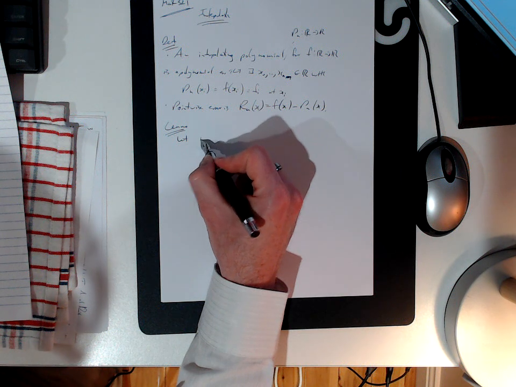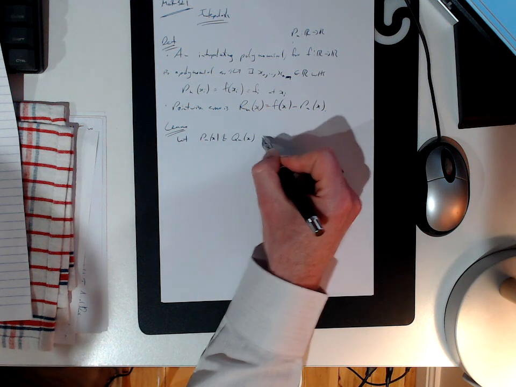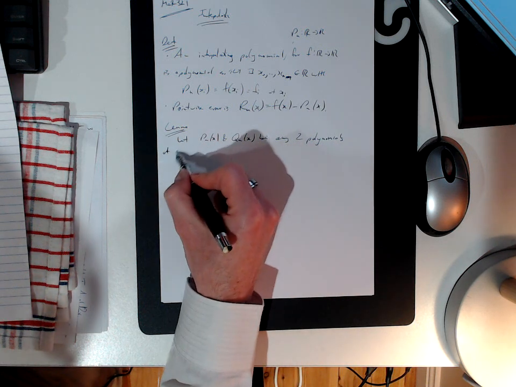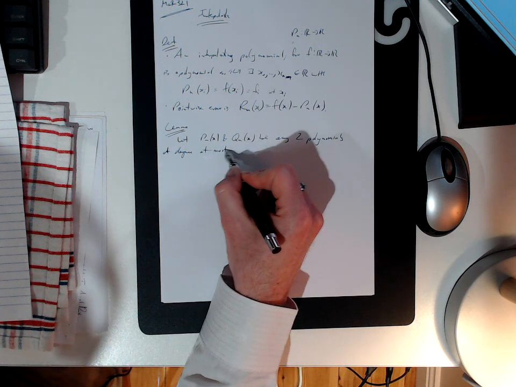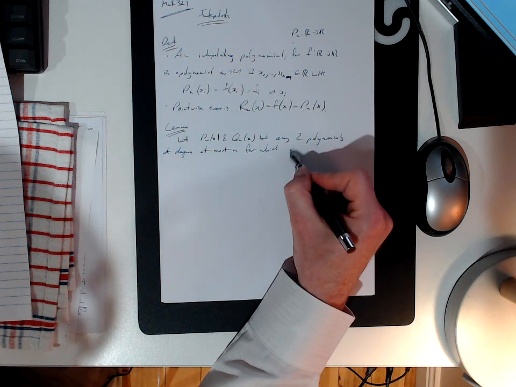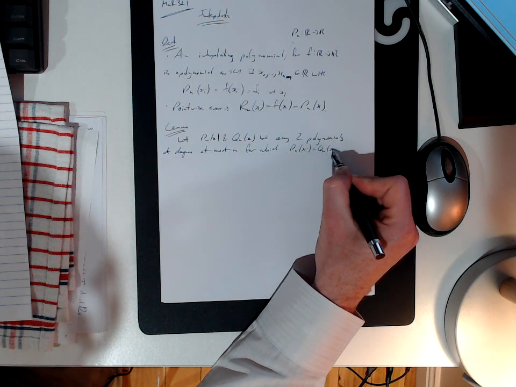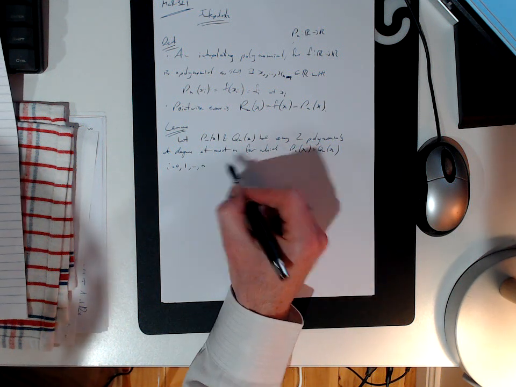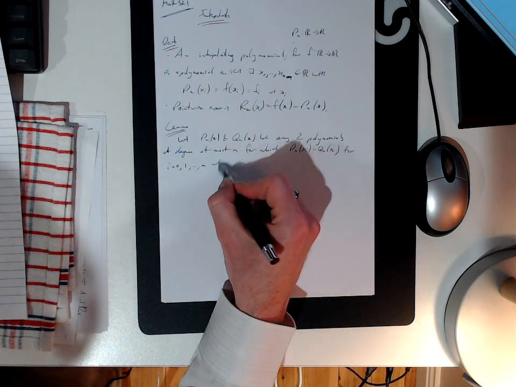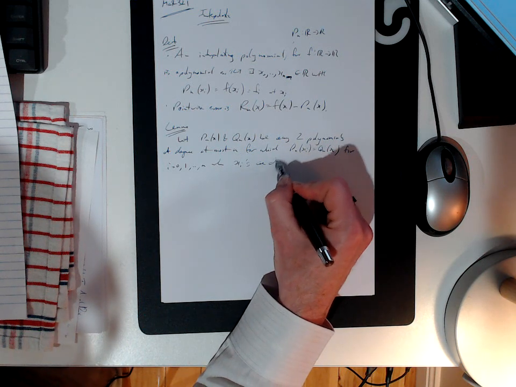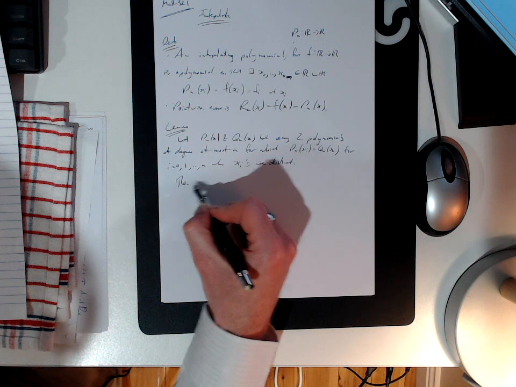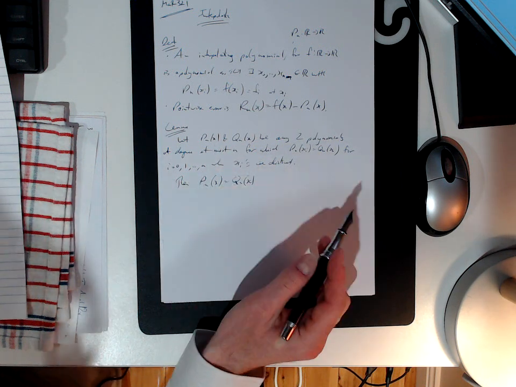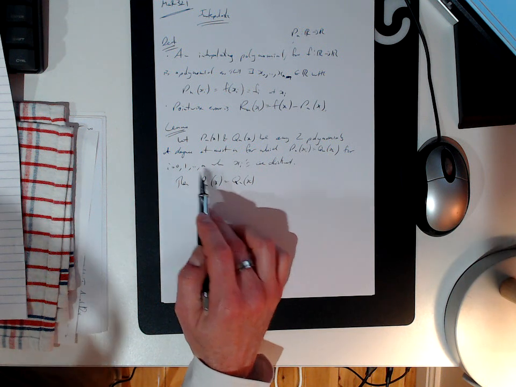So the lemma here is that Pnx and Qnx be any two polynomials of degree at most n, for which Pnxi equals Qnxi, and there are n plus 1 of these, where the xi's are distinct. Then Pnx equals Qnx.